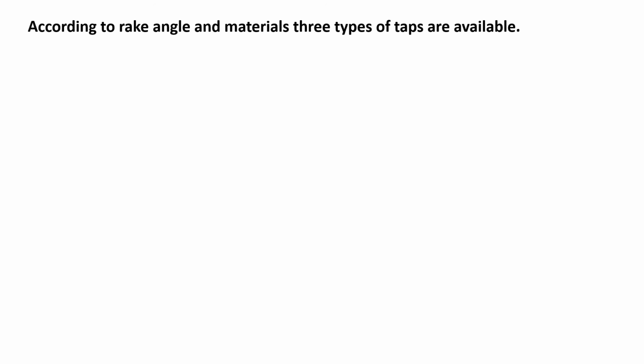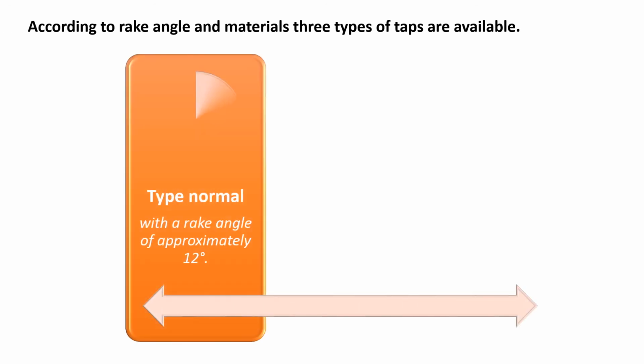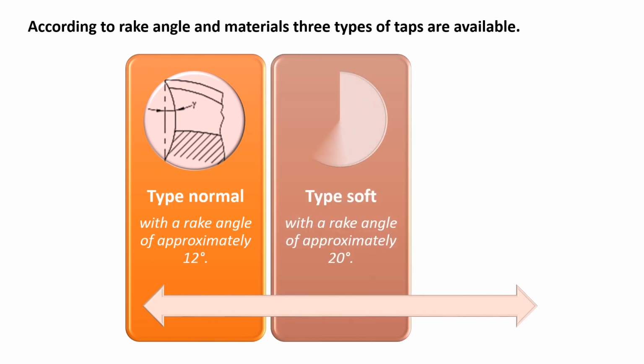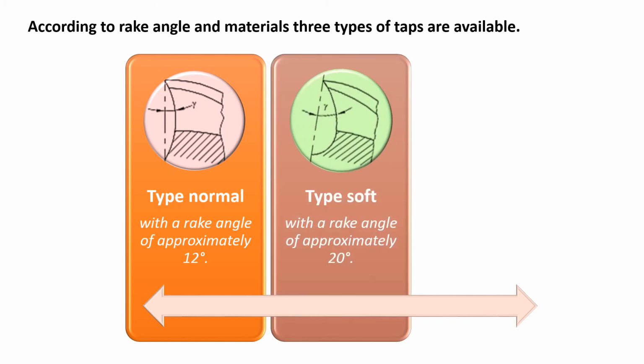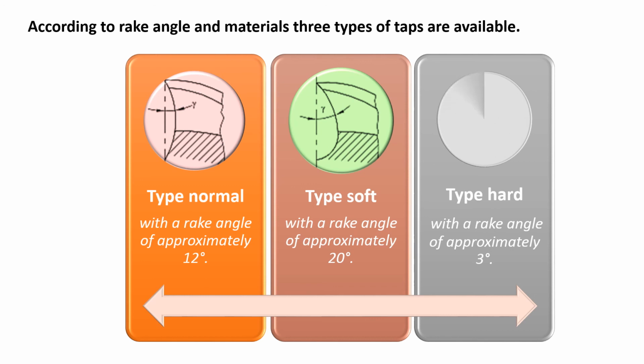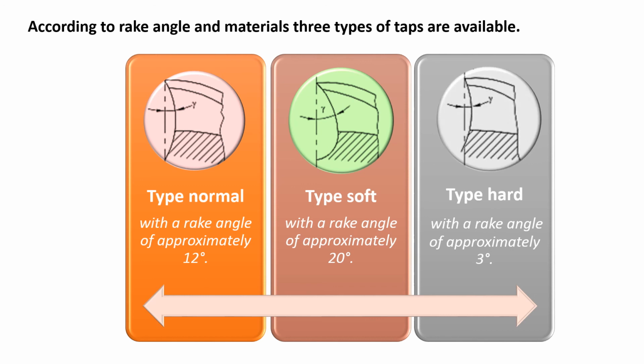According to rake angle and materials, three types of taps are available. Type normal, with a rake angle of approximately 12 degrees. Type soft, with a rake angle of approximately 20 degrees. Type hard, with a rake angle of approximately 3 degrees.